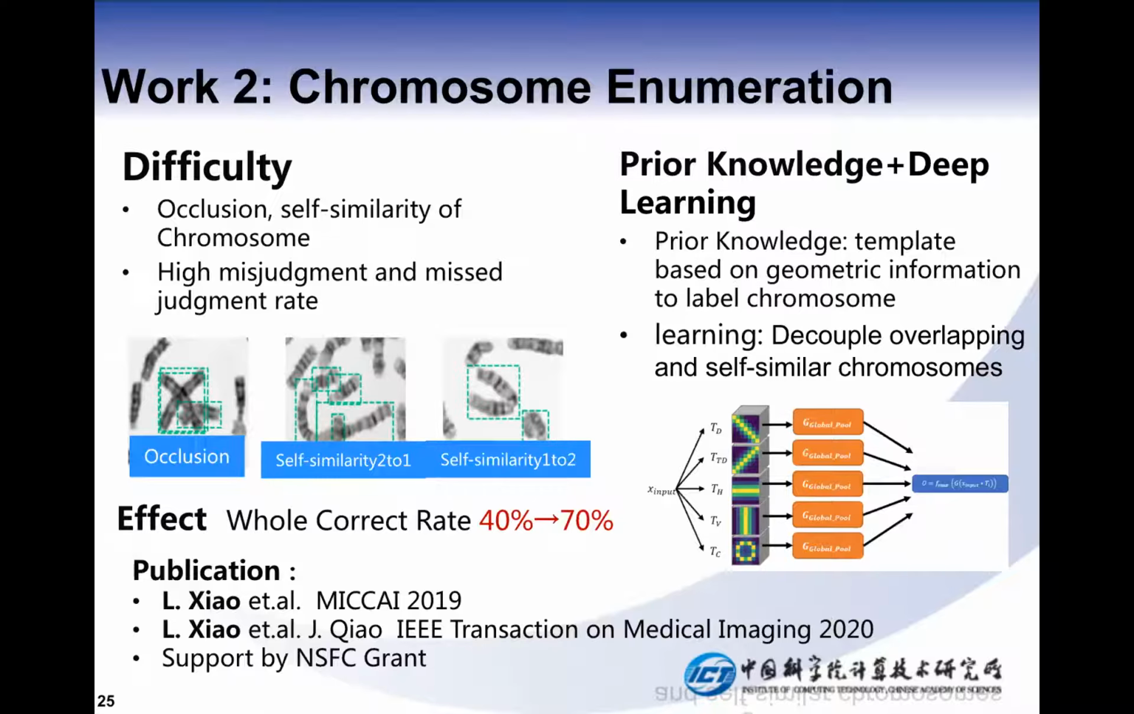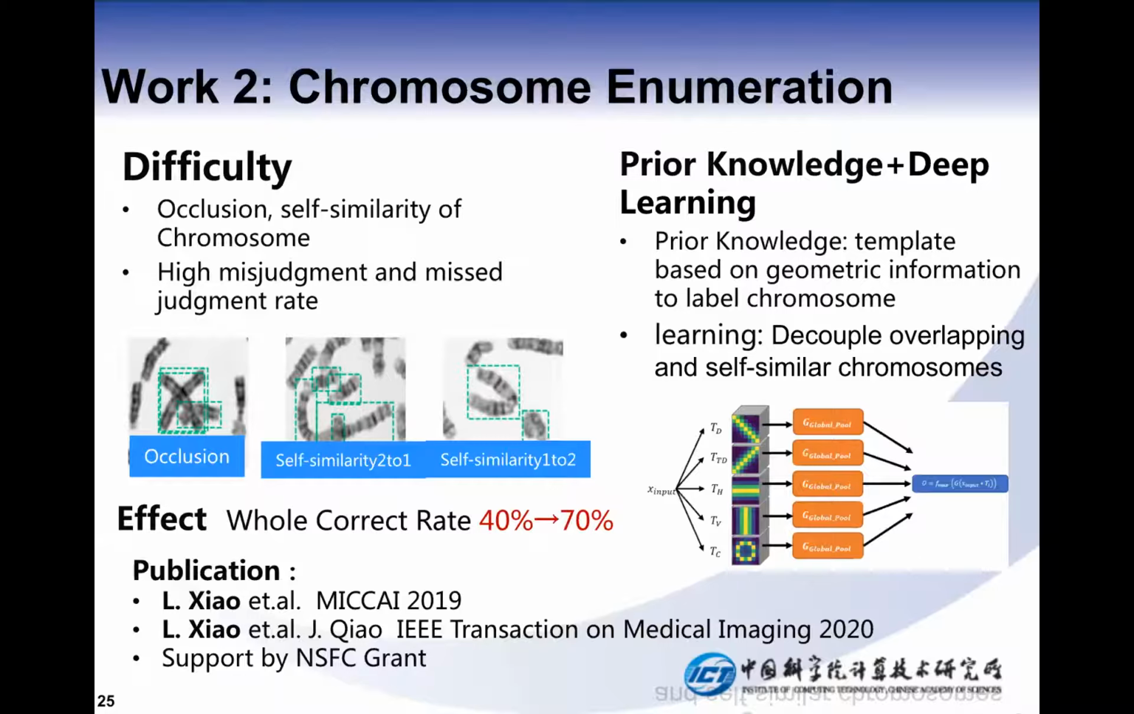The first key step is the chromosome enumeration, and we face a difficulty since there are many occlusions and similar chromosomes, which cause a high misjudgment rate for the diagnosis system. It is easy to detect one chromosome as 2 or detect 2 chromosomes as 1. To deal with this issue, we use geometric information to label chromosomes. We find the chromosomes are usually displayed as the banded type.